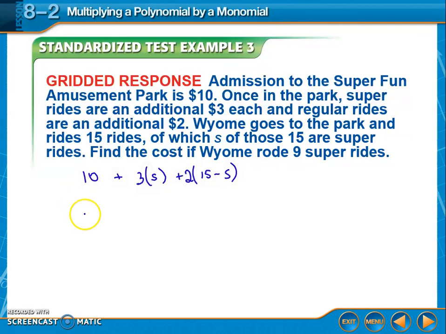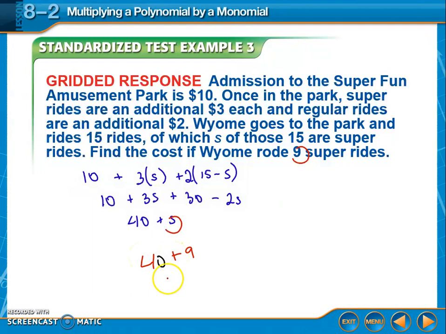So I want to simplify this by multiplying everything out. So I get 10 plus 3s plus 2 times 15 is 30, and 2 times negative s is negative 2s. And then I want to combine like terms. So 10 and 30 is 40, and then I get plus s. Okay, so if we want to find the cost if he rode 9 super rides, 9 for s. So we're going to have 40 plus 9, and we're going to get 49.